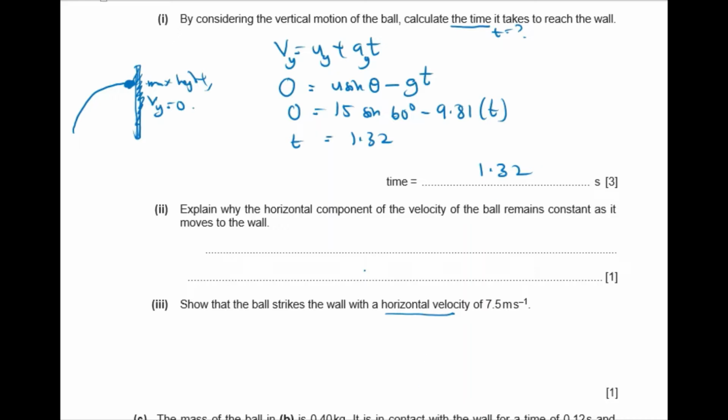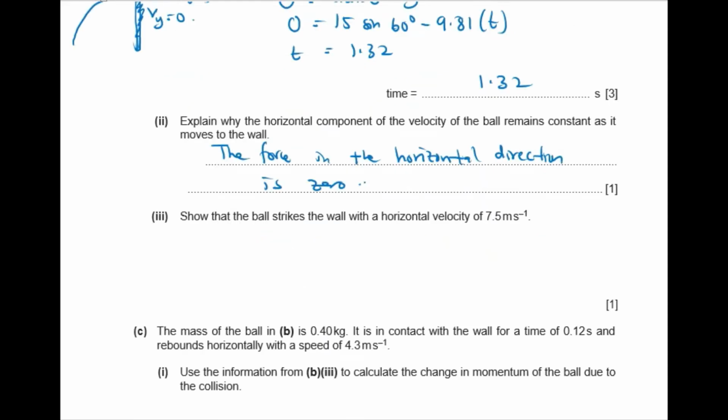2. Explain why the horizontal component of the velocity of the ball remains constant as it moves to the wall. So we know that the horizontal component is not affected by gravitational force. So we can say that the force in the horizontal direction is 0.